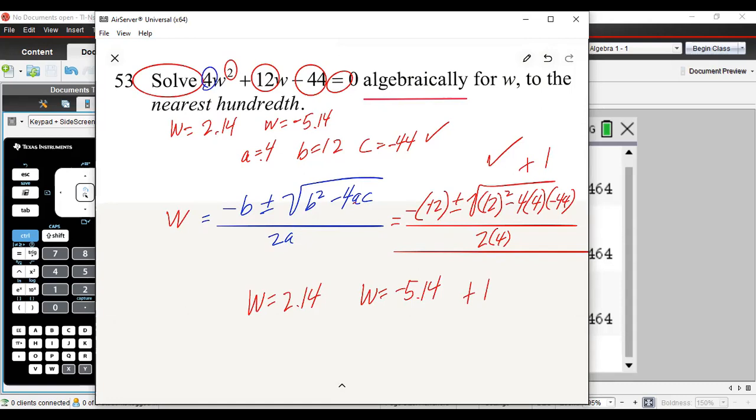So even though you're supposed to do it algebraically, which means you're supposed to use the quadratic formula, you can actually find the answers using nSolve. And then you just take the coefficients and plug them in, and you're done. This one is a pretty simple question. That's it, guys. You don't have to do anything more than that.